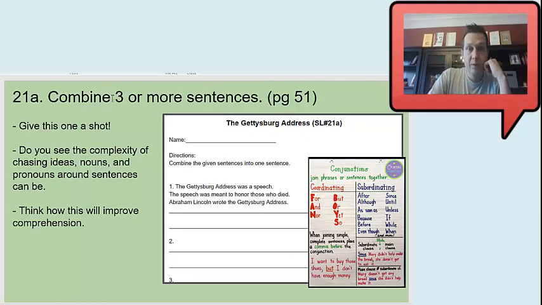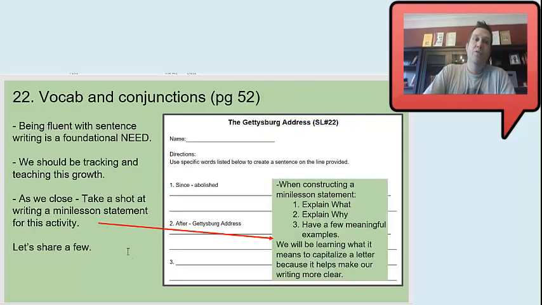21A, this is an extension of the one we just talked about. It's combining 3 or more sentences. So on this one, they went from 2. Now they're given 3 sentences. They need to combine all of those. So you can definitely see the layering of the complexity of this. And again, everything we talked about before as a reader, how it's supporting it, definitely is going to do it on this one.